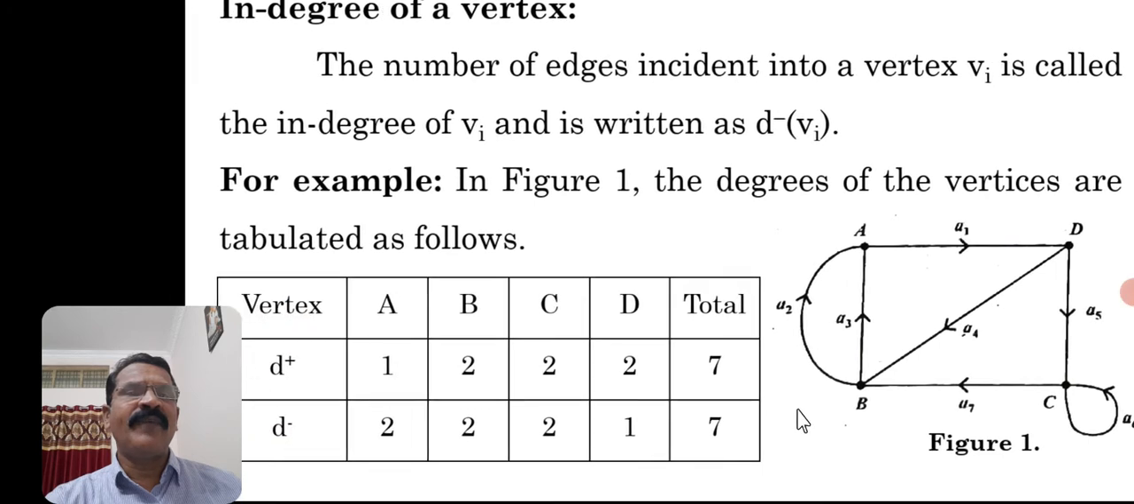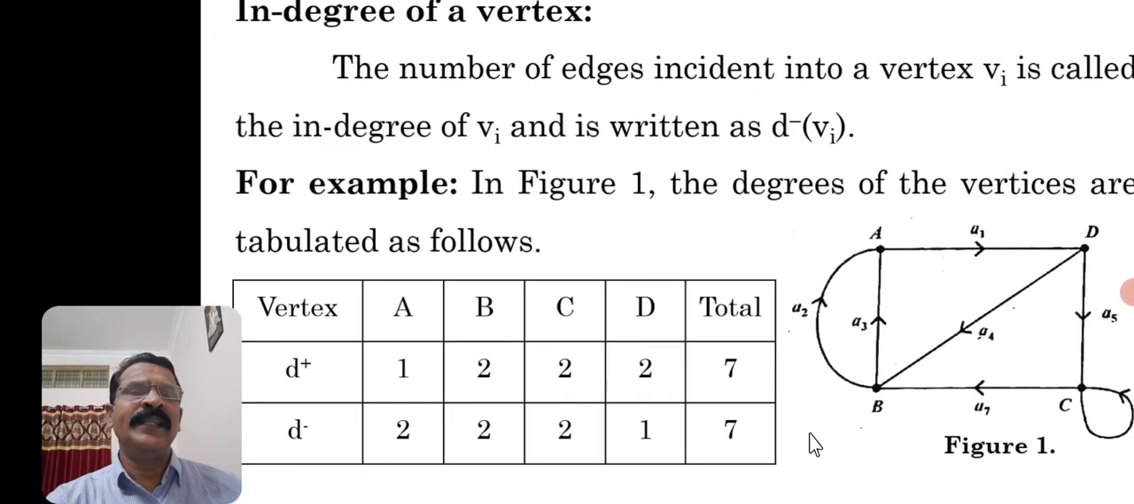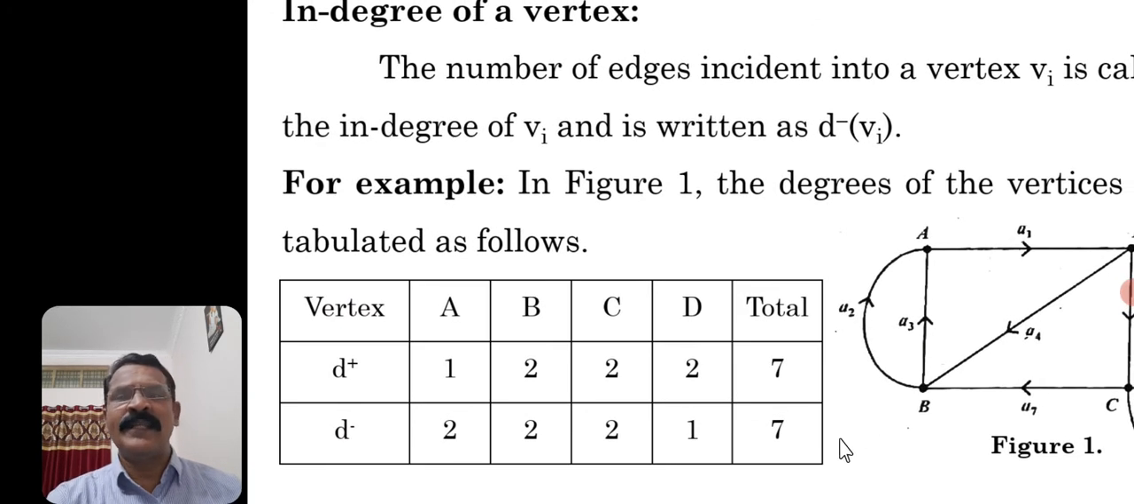After finding the out degree and in degree, the observation is very important. If you add the out degree of all the vertices, in this example it is 7. Similarly, if you add the in degree of all the vertices, it is also 7. That is a very interesting observation: the sum of the out degrees of all the vertices and the sum of the in degrees of all the vertices is equal here.